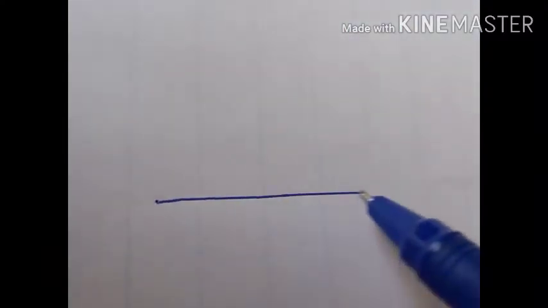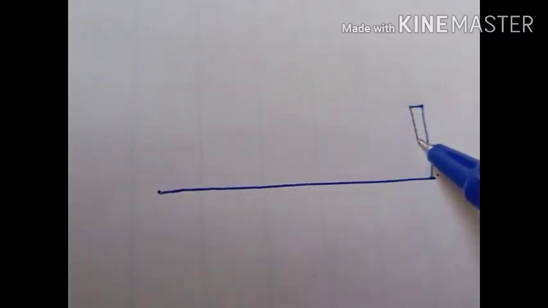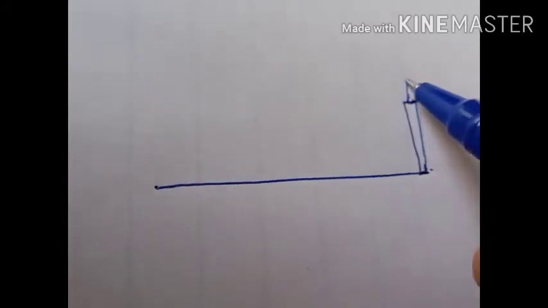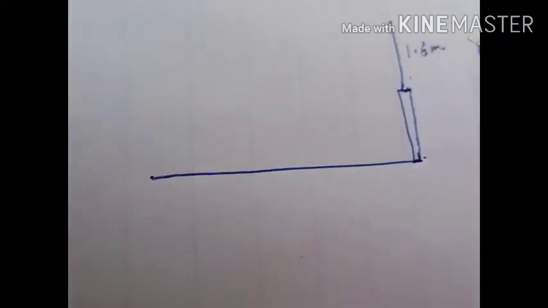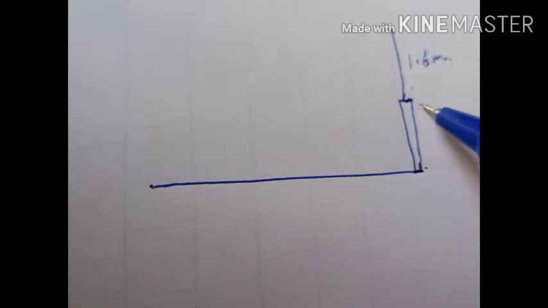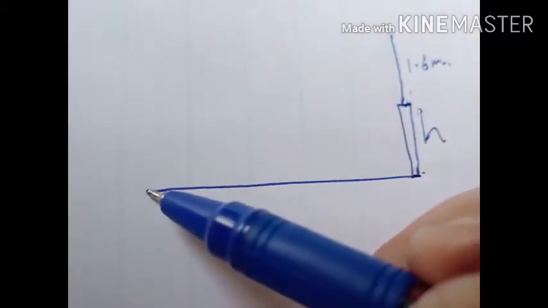According to the question, this is the ground level and there is a pedestal. On the top of the pedestal there is a statue. Its height is given as 1.6 meter. And here we have to find the height of the pedestal. This h we have to find. And there is a point on the ground.